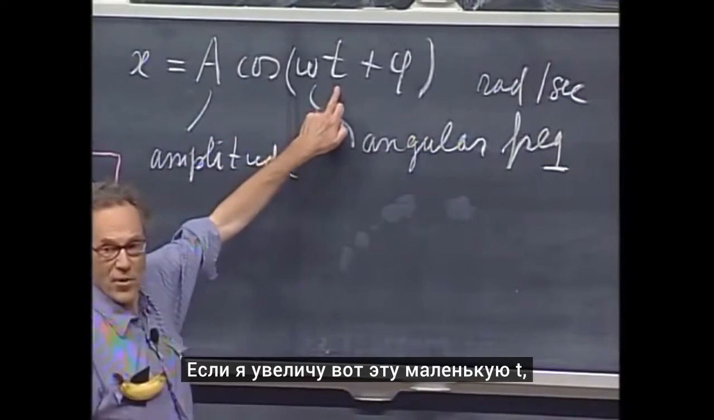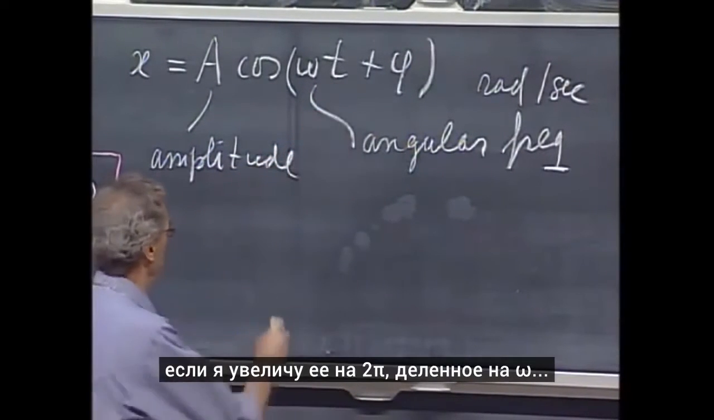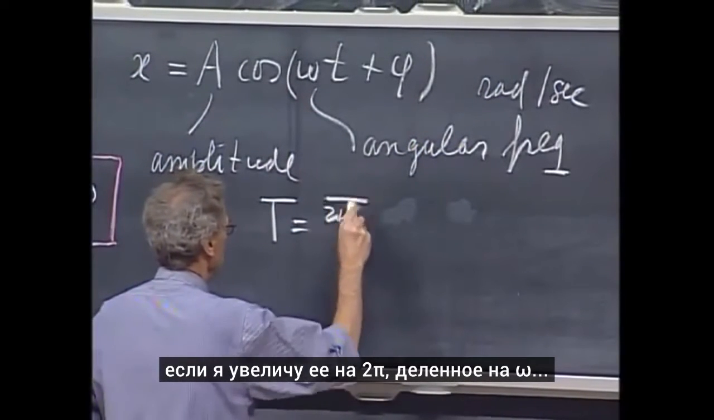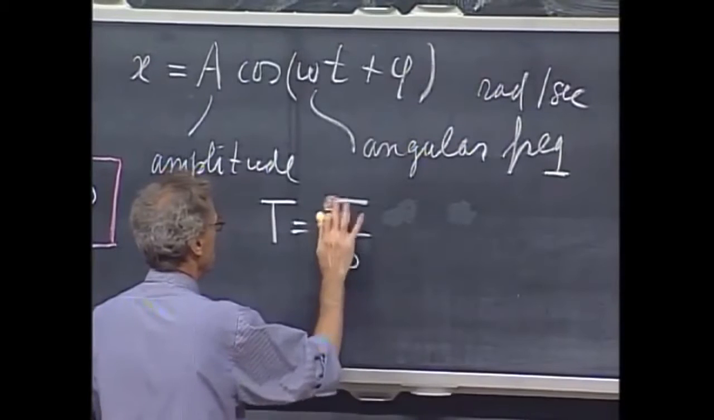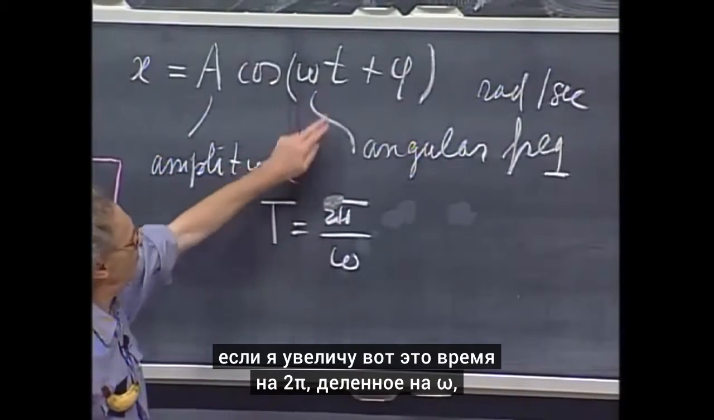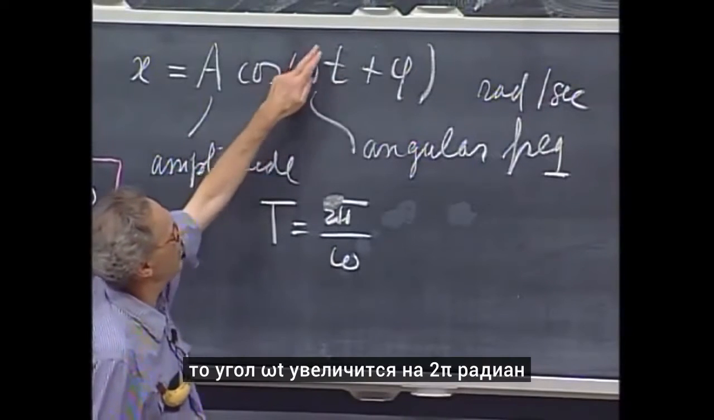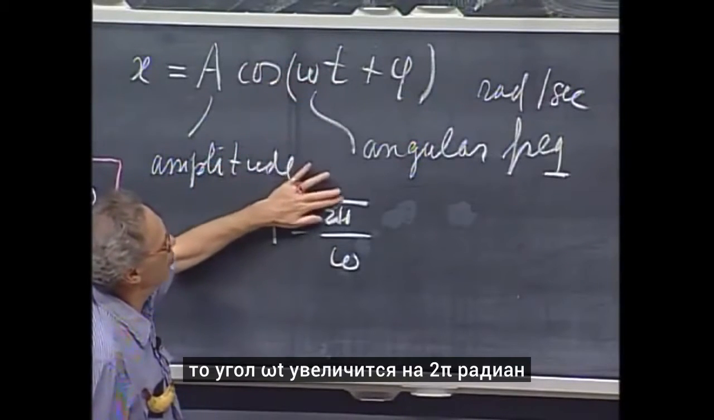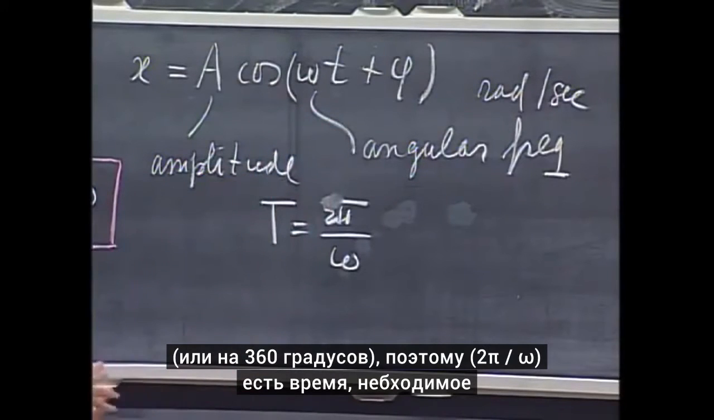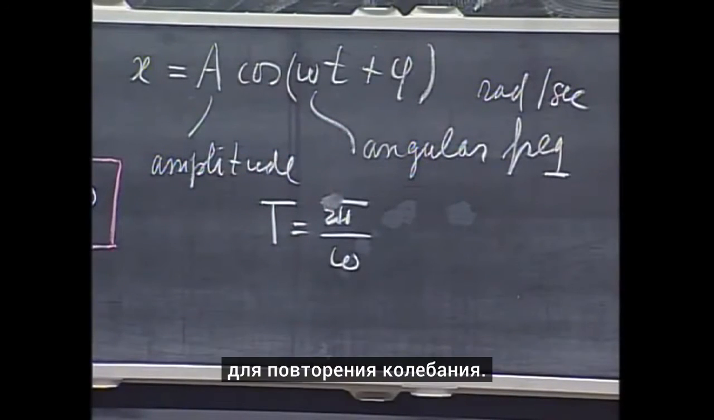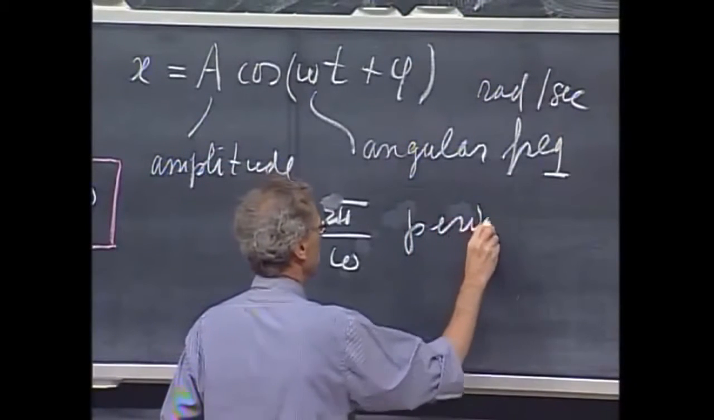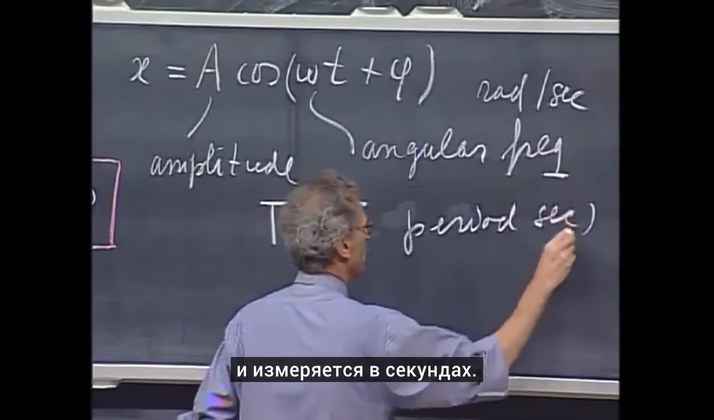If I advance this time little t by 2 pi divided by omega, then this angle here increases by 2 pi radians, which is 360 degrees, and so that's the time that it takes for the oscillation to repeat itself. So this is the period of the oscillation, and that is in seconds.